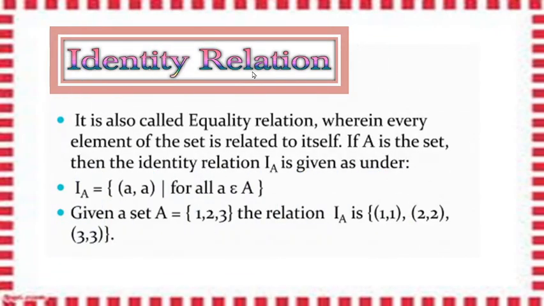Now let's talk about identity relation. It is also called equality relation, wherein every element of the set is related to itself. If A is the set, then the identity relation I_A is given as under. I_A, that's how we write it, identity relation is equal to (a, a) for all a belongs to set A. Given a set A = {1, 2, 3}, the identity relation is (1, 1), (2, 2), (3, 3).